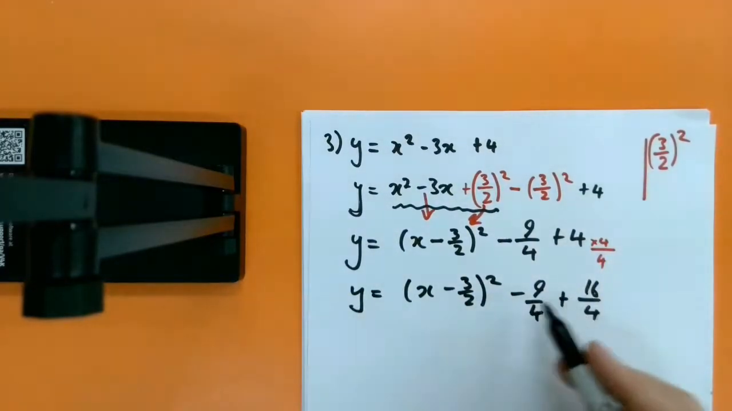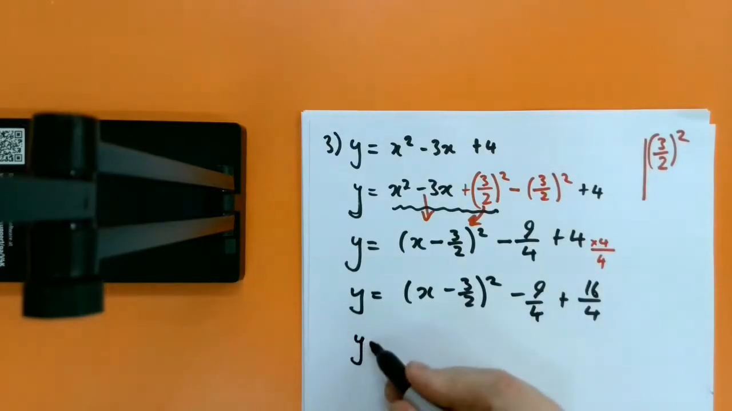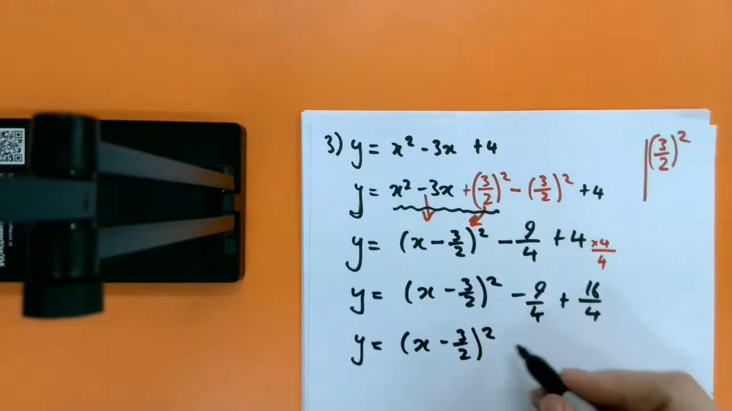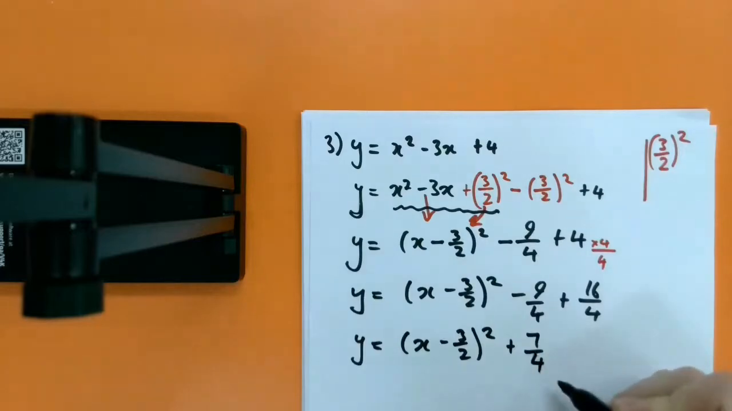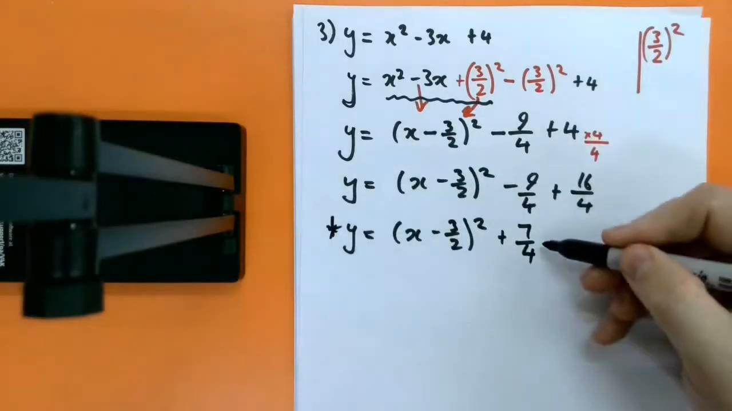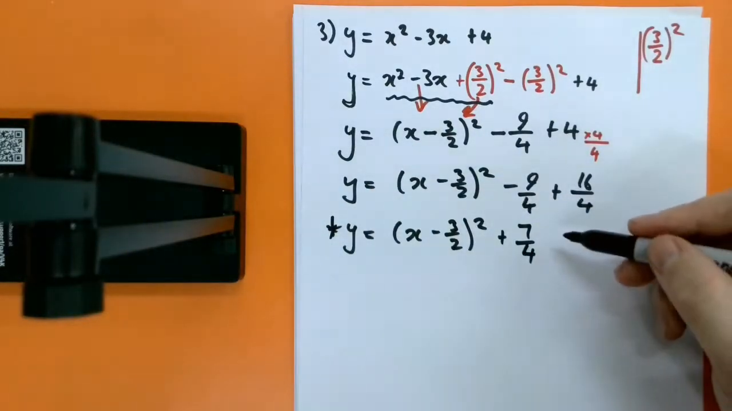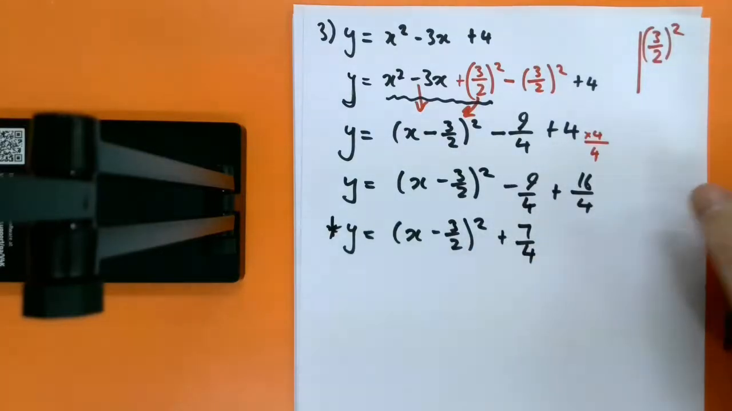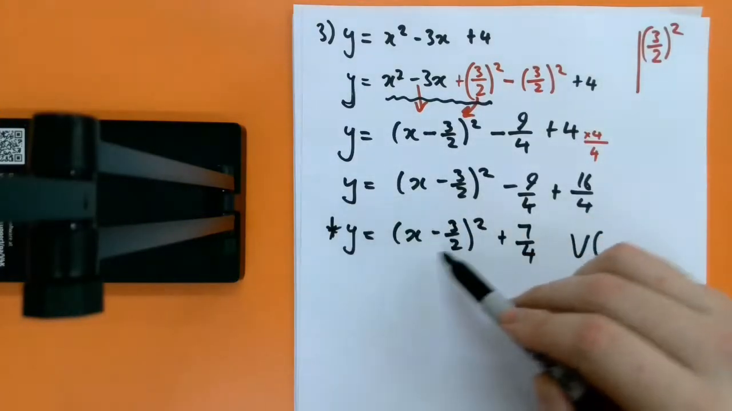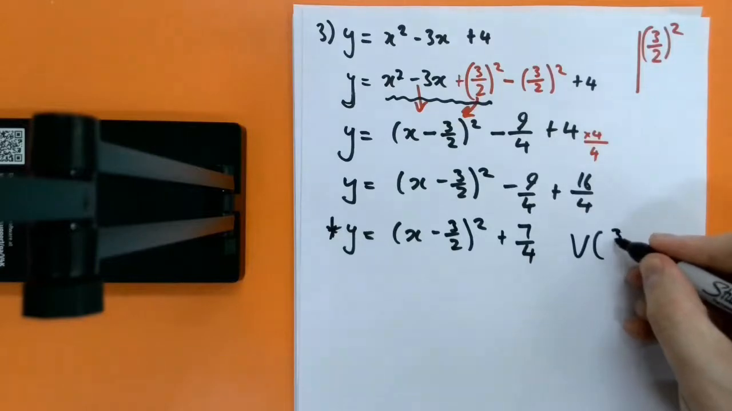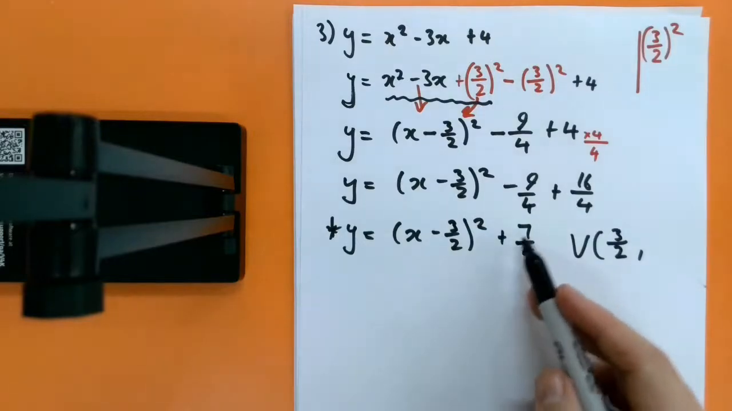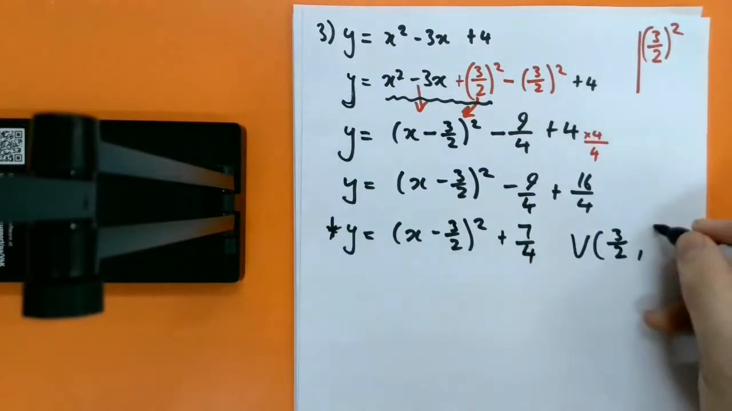Now because they're on the same denominator we can work with them, and we end up with y is equal to x minus 3 on 2 all squared, minus 9 on 4 plus 16 on 4, which is equal to 7 on 4. I'm just going to move this up so you can see what we're doing. This is where we wanted to get to. We wanted to complete the square to get to this point, because it's really easy to read the coordinates of the vertex. Our vertex in this case is the opposite of what's in this bracket, so what makes that bracket 0, and that's positive 3 on 2. And the y value is the same as what's on the outside, so that is 7 on 4.